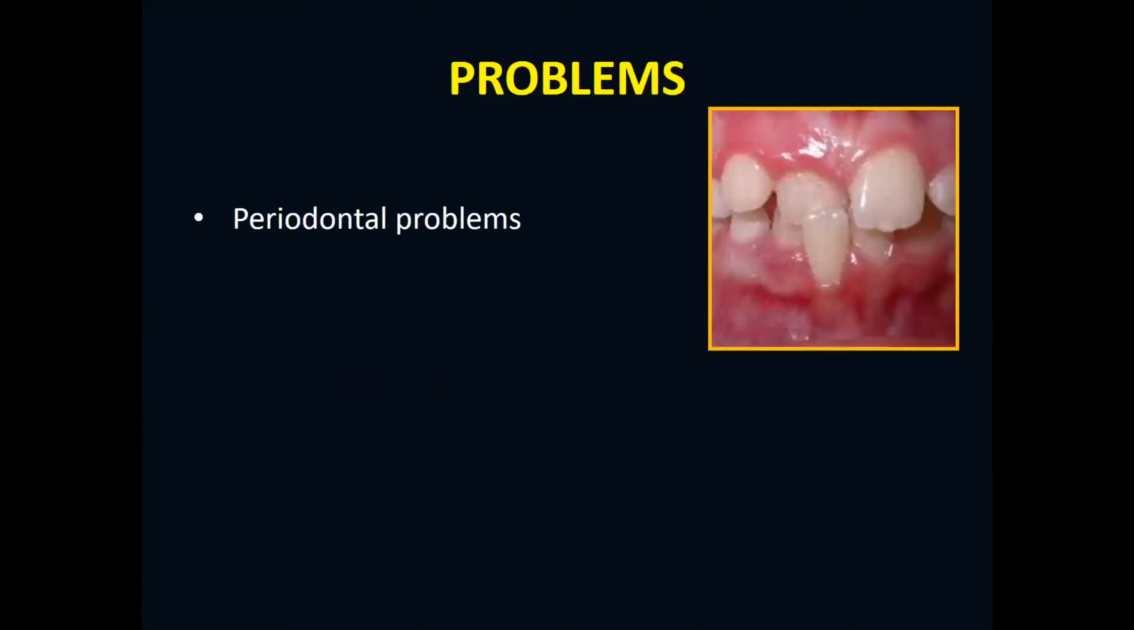So what kind of problem can you observe in the patient of the anterior crossbite? These problems could be the rationale for the treatment of anterior crossbite. Number one is the periodontal problem. As you can see and appreciate from this photograph as well, the clinical crown length of this incisor is greater relative to the adjacent teeth.